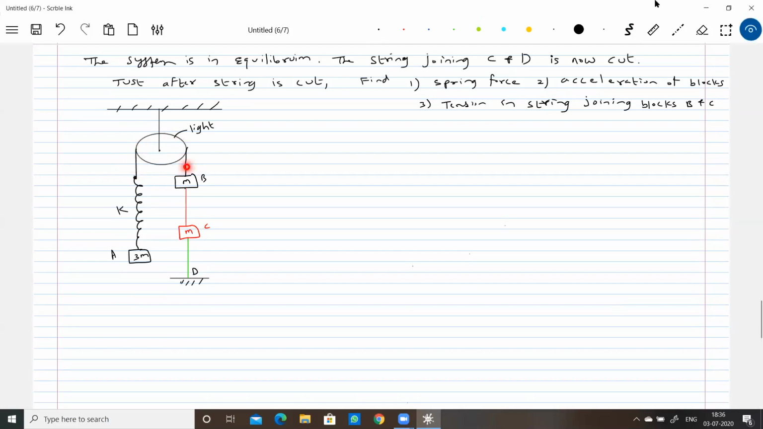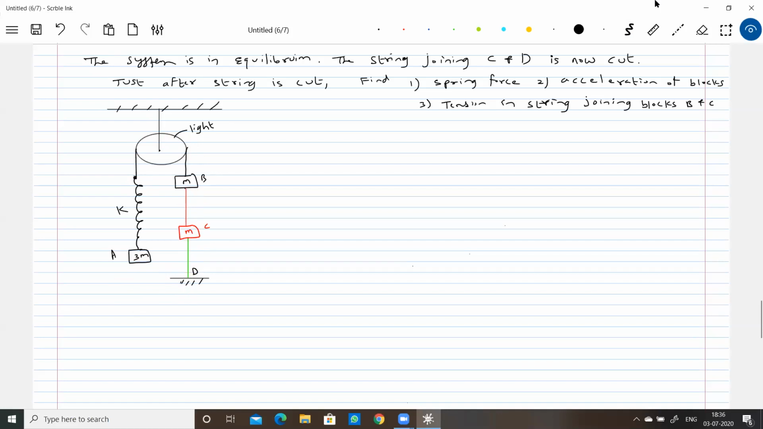There is one black color string, which is passing over a pulley. The red color one connects the blocks B and C, and the block C to the ground. Now the string joining C and D is cut. Just after the string is cut, we have to work out all the things. First, let's not bother about cutting. Before cutting, what is the state of this? The system is in equilibrium.